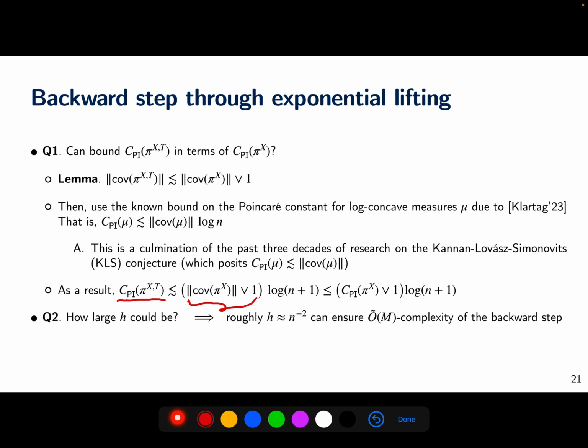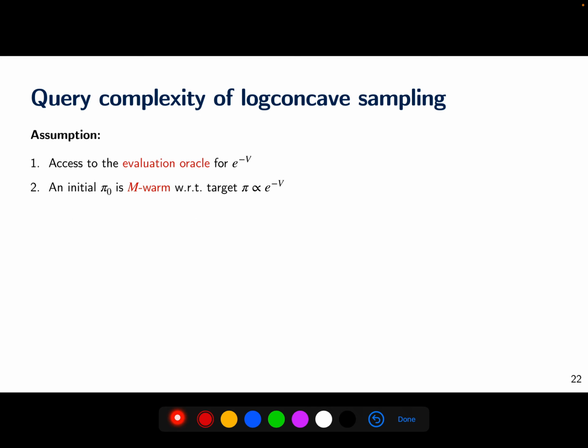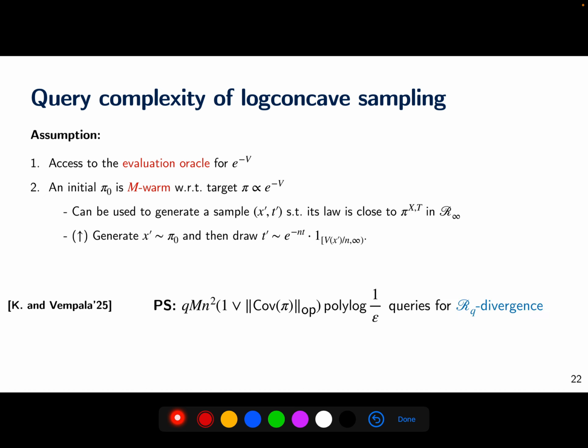And then for h, we show that h can be as large as roughly 1/n squared, in order to ensure O tilde of m, where m is the warmness, complexity for the backward step. So by multiplying these two, m times the complexity for the backward step and the required number of iterations for achieving epsilon closeness, you can obtain this complexity. And as compared to the uniform sampling guarantee, the only difference is that you now have this part, an additive n squared term here.